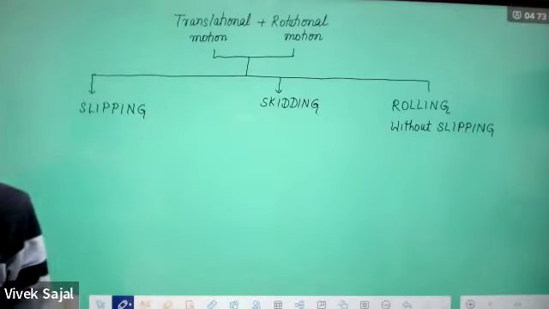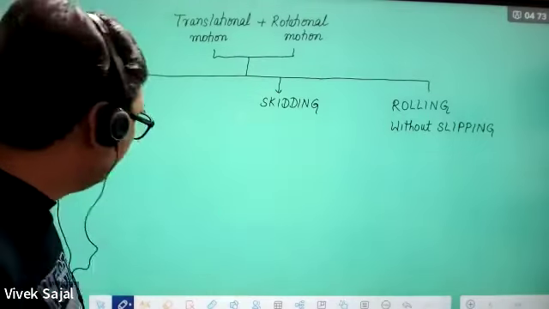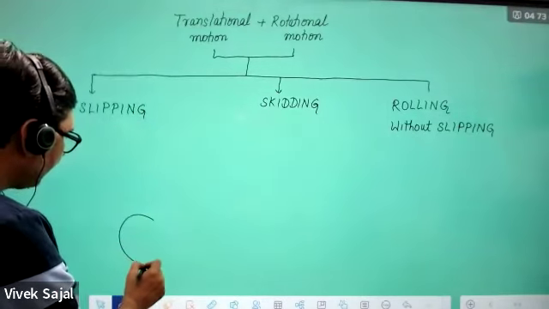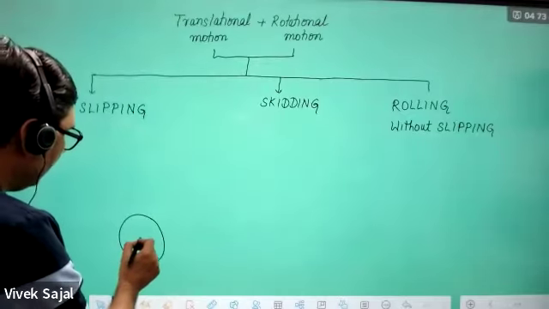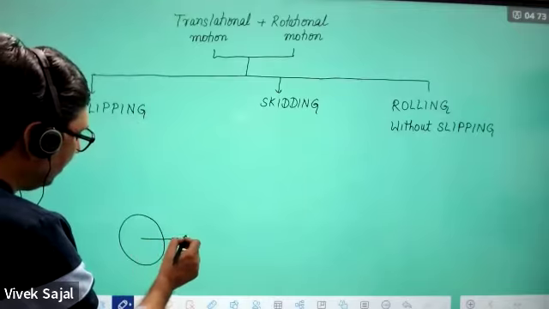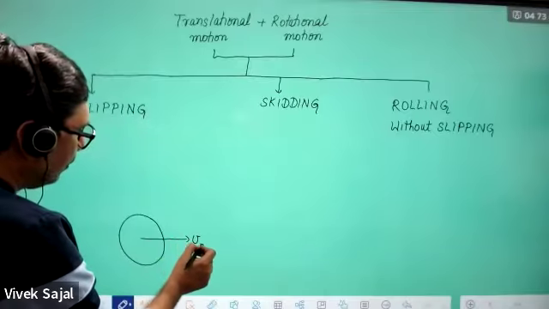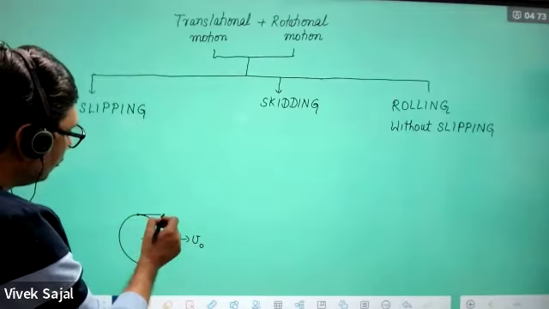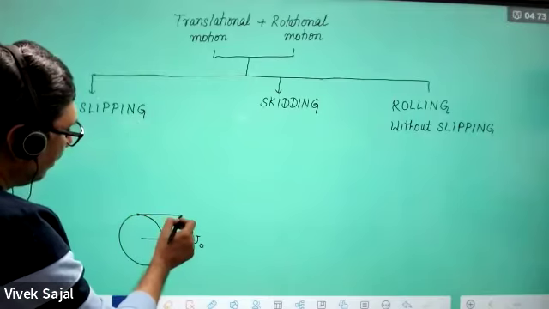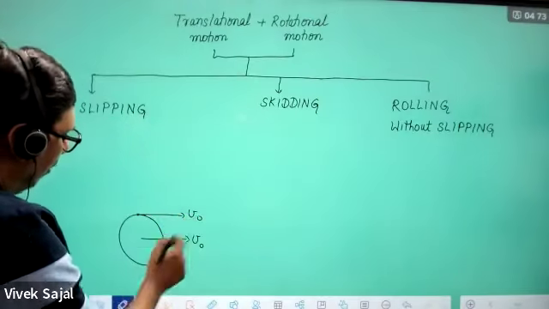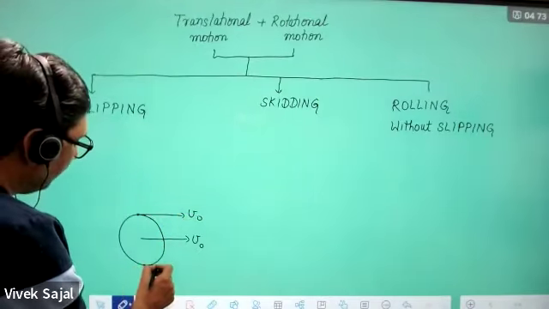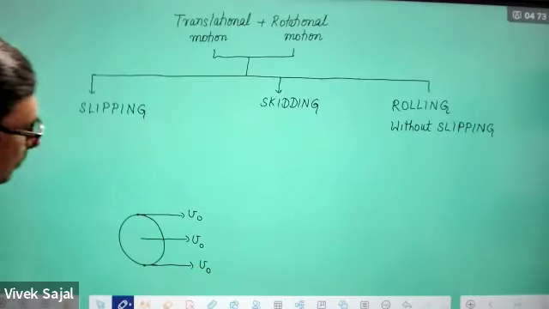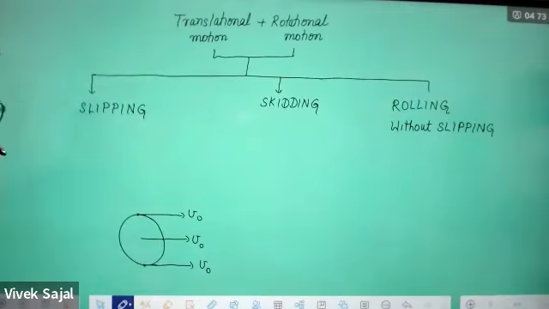Now, before understanding these, consider when only slipping is taking place. Suppose V naught is the velocity of the center of mass. Then try to understand that every particle, the topmost particle, is also going to have the velocity V naught, and the lowermost particle is also going to have velocity V naught. This is what you call slipping.